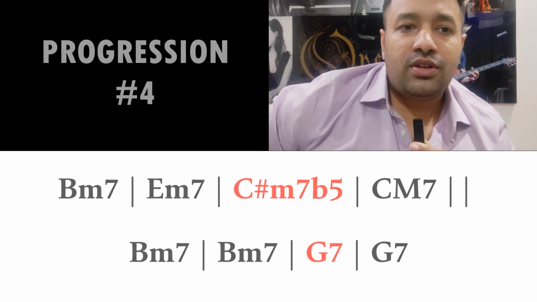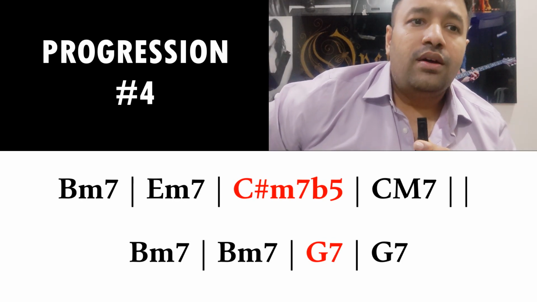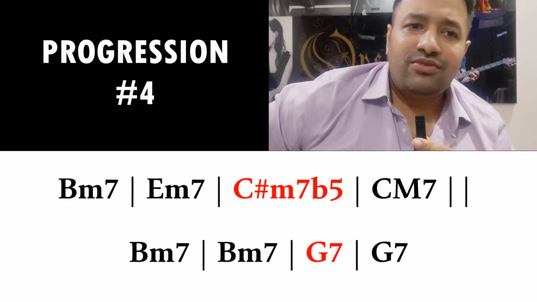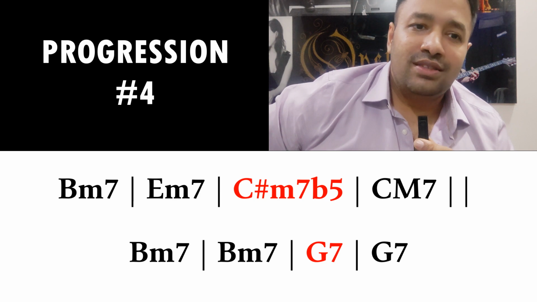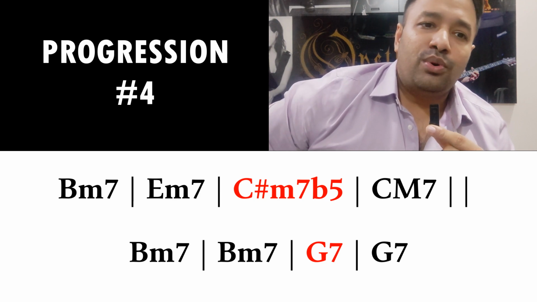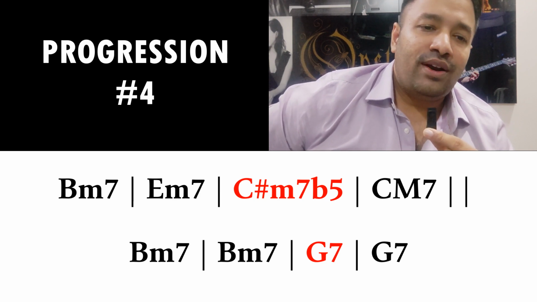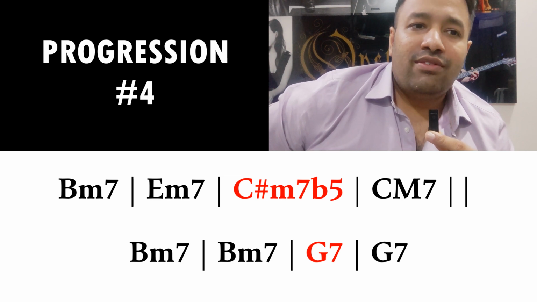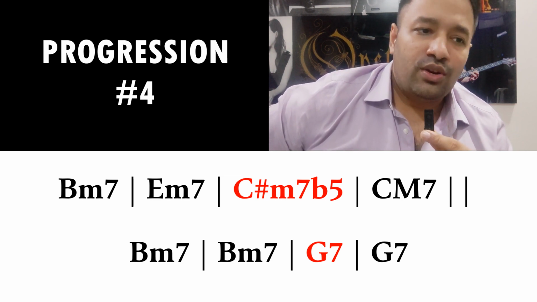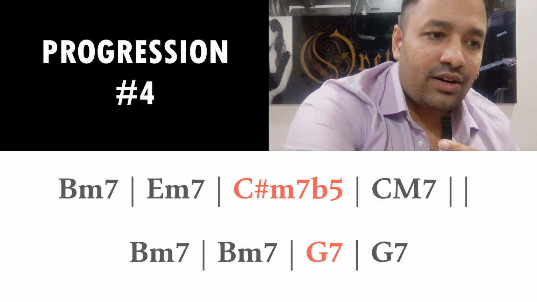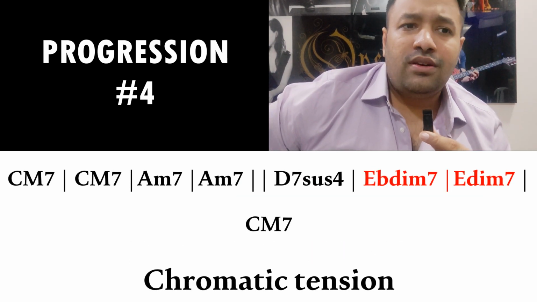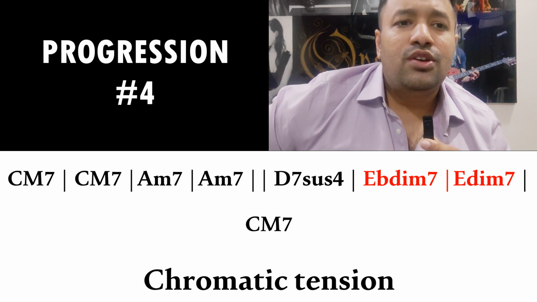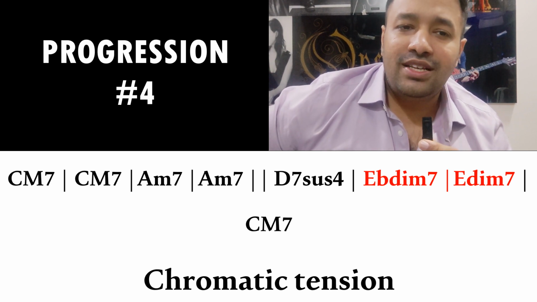So here in this progression, which you can see on your screen, again we have that same chord, which is a C sharp minor 7 flat 5. And again, we've already seen that this is a chromatic approach, the C sharp minor 7 flat 5. And again, we have a G7, which also we know is a secondary dominant, which we've looked at earlier. Then the second half of this chord progression, it starts off with a C major 7, going to A minor 7, going to the D7 sus4.